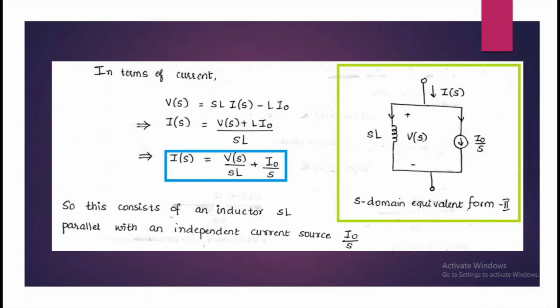Since this current flow is in the same direction as that of I(s), that is it is plus, the current will be flowing down. So this is the second equivalent form of an inductor in S domain with initial condition.